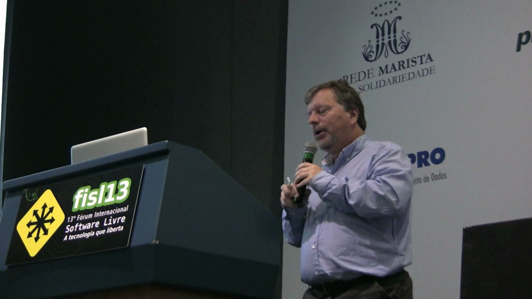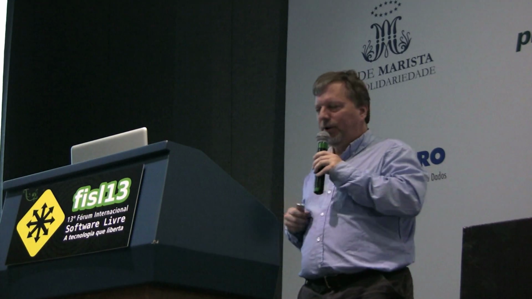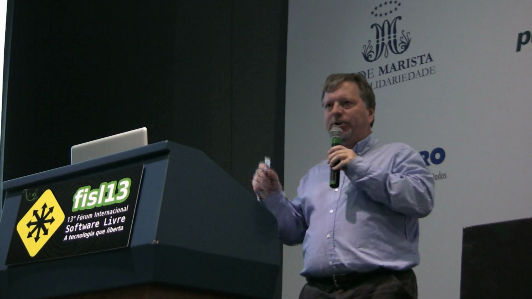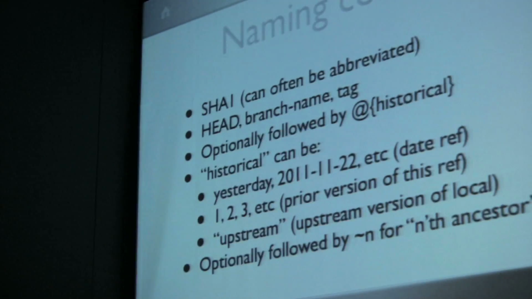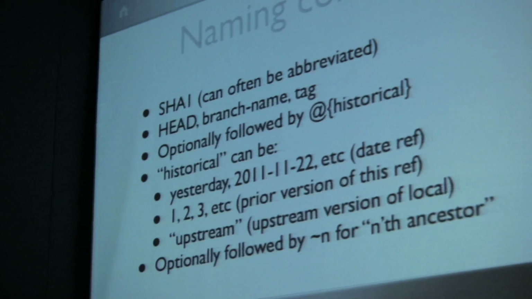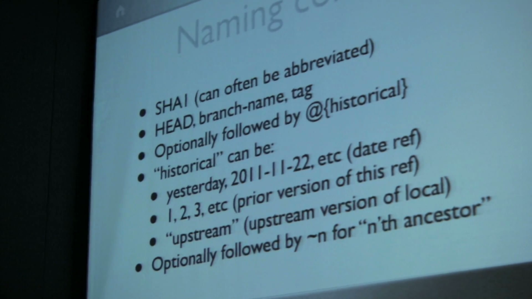And any of these that I just named can also optionally be followed by tilde-n for the nth ancestor. For example, if I did master tilde 3, that would be the third parent, the great grandparent of the current commit on the master branch. If you leave the n off, it stands for 1. So head tilde would be the commit that was the parent of the current commit that you're working on.